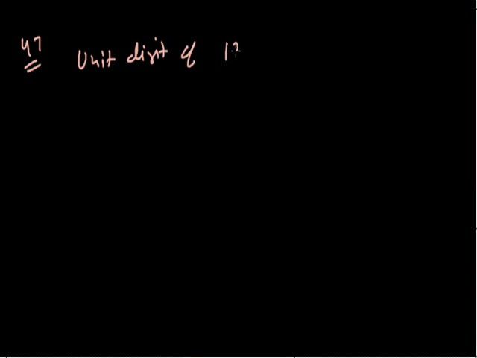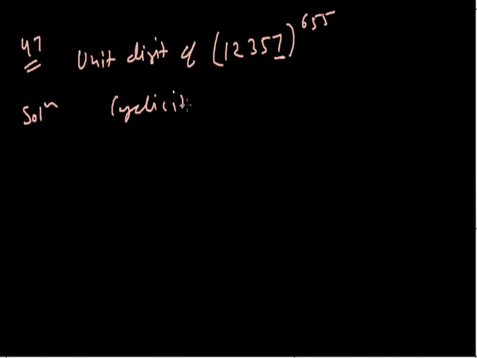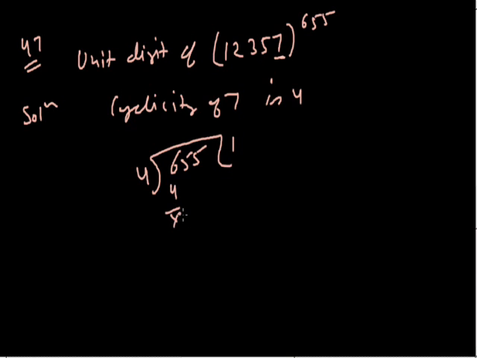In question number 47, we have to find the unit digit of the number 12357 raised to the power 655. As we know that the cyclicity of 7 is 4. So we divide the given power, that is 655, by the cyclicity of 7, that is 4. Here the remainder is 3.